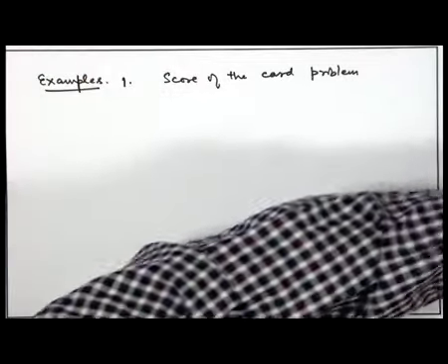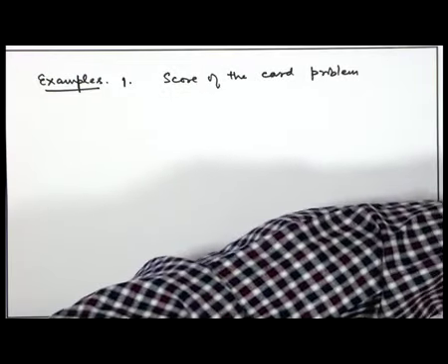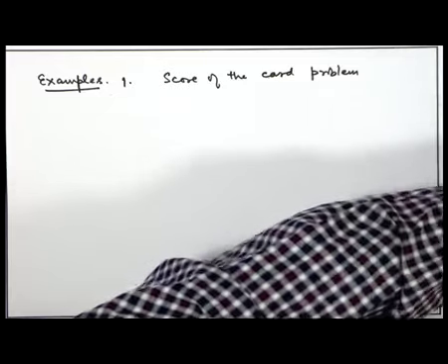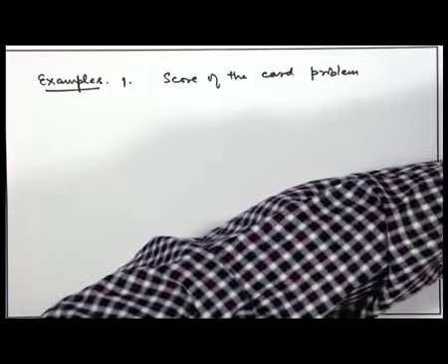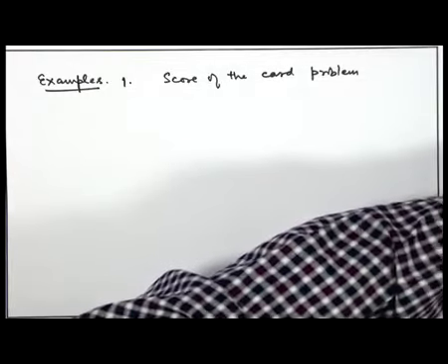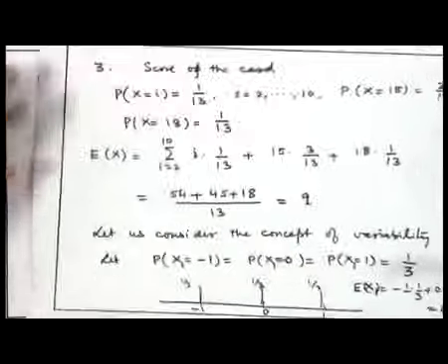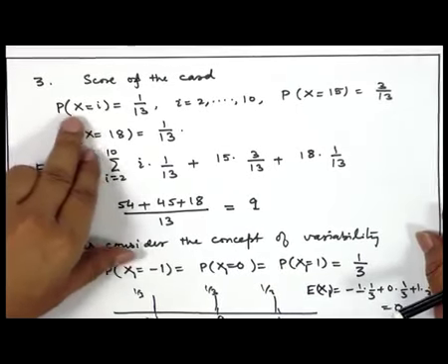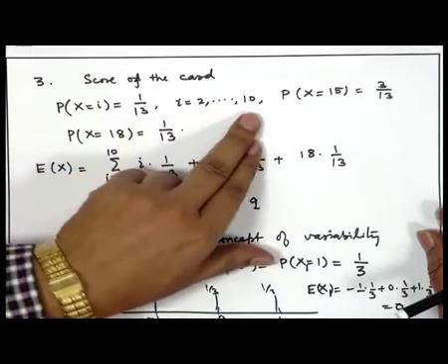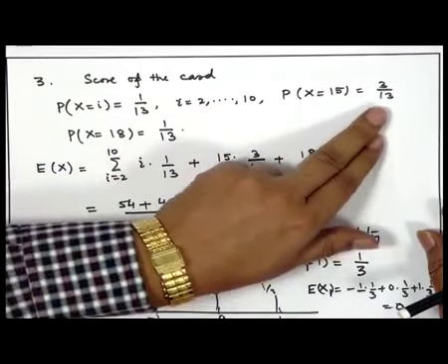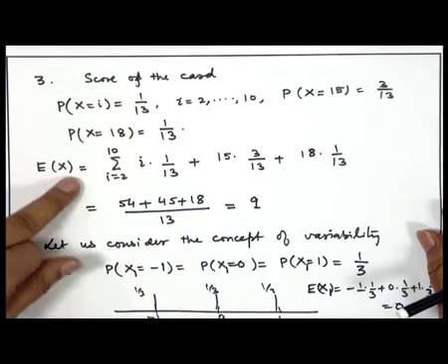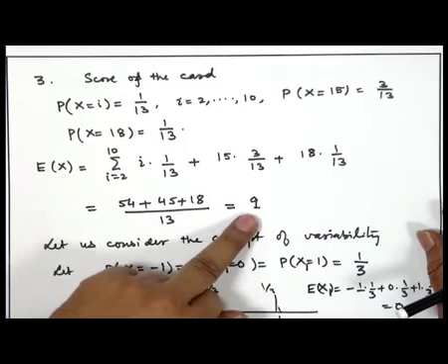So let me show that example once again. The score of the card problem had the distribution: probability x equal to i is equal to 1 by 13 for i equal to 2 to 10, probability x equal to 15 is 3 by 13, and probability x equal to 18 is 1 by 13. We had already calculated expectation of x, that was equal to 9.